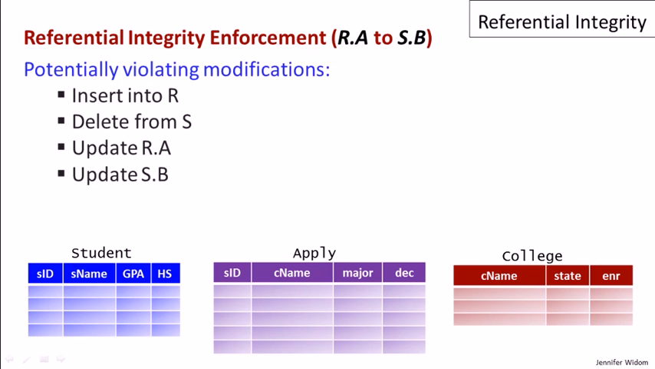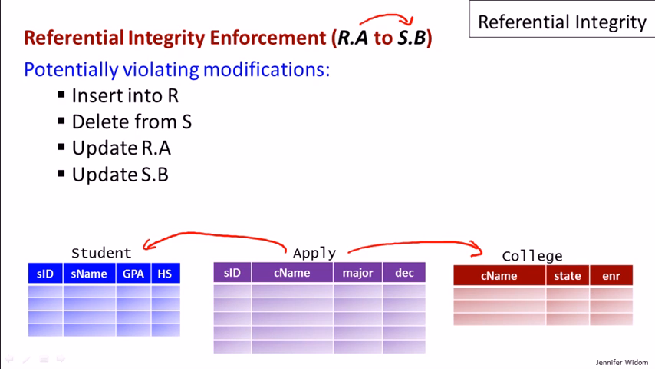First, let's think about what operations can occur to the database to violate a constraint. It's not every possible modification. So again, let's suppose we have r.a referencing s.b. So, for example, here we have apply referencing student and we have apply referencing college.